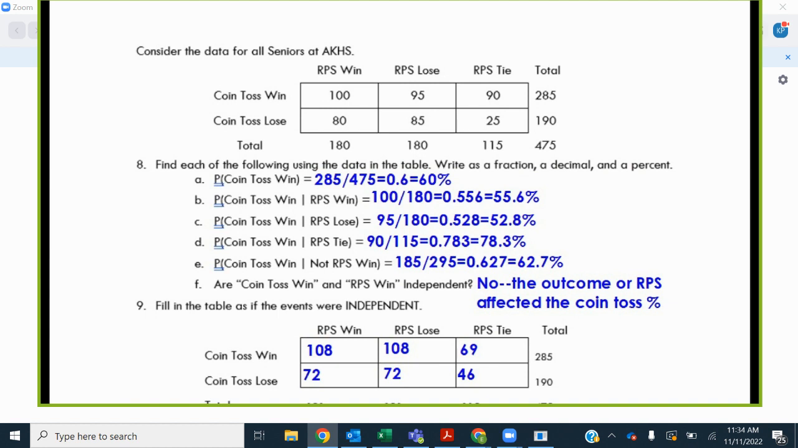All right, so for number 8, find each of the following, write those as fractions, a decimal and a percent. It starts off P of coin toss win, and that's just going to be coin toss win, but it doesn't say given anything, so it'll be over 475. And that's why the answer is 60%. Show your work, everything. But then with letter B, it says P of coin toss win given. Remember that vertical line means given.